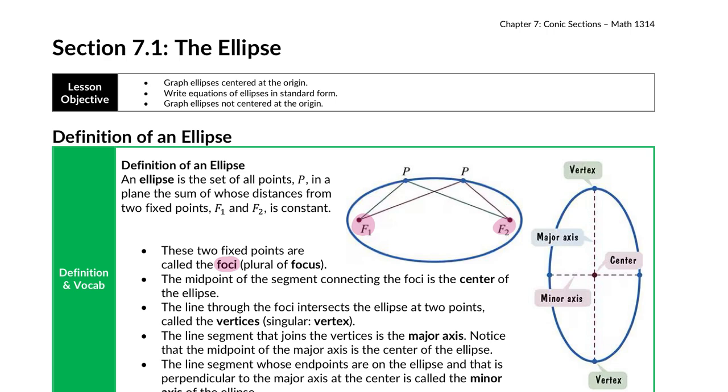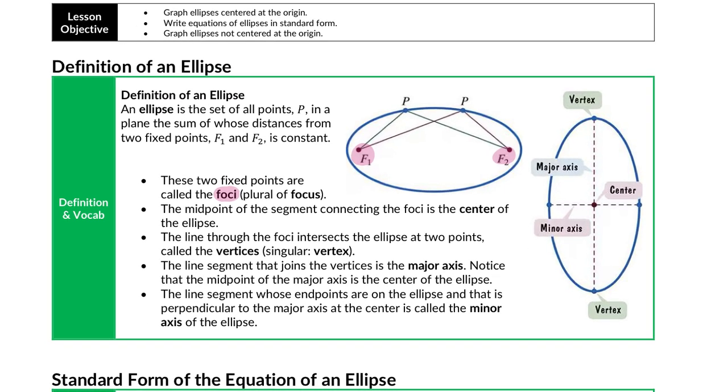The midpoint of the segment connecting the foci is called the center of the ellipse. So when we're talking about the center, we're going to be using the color orange. Your center is right here on the ellipse. Yeah, it's all the color coding.